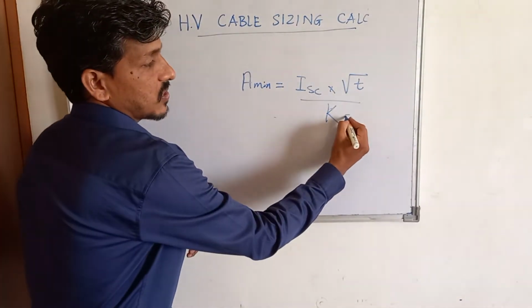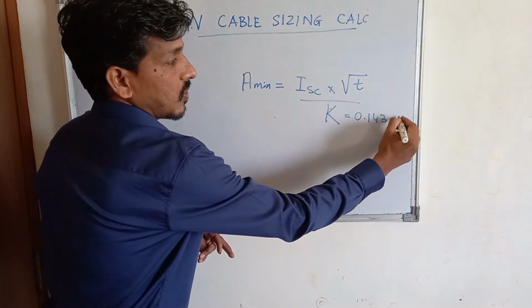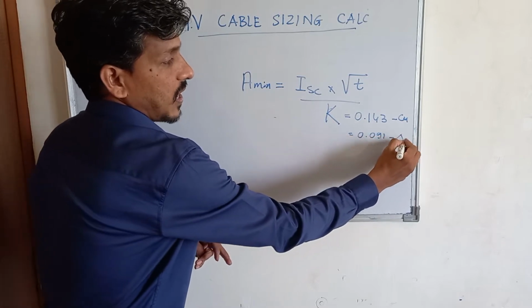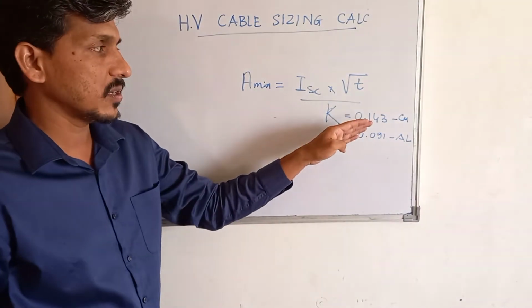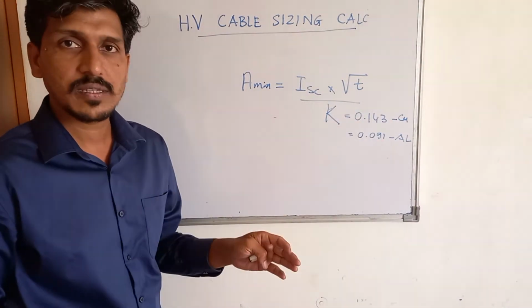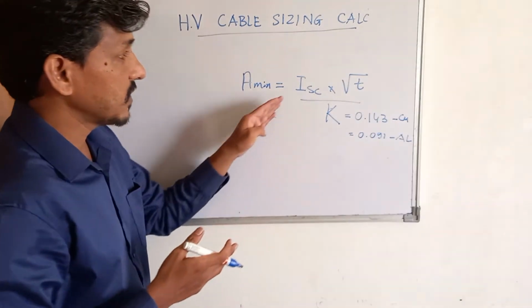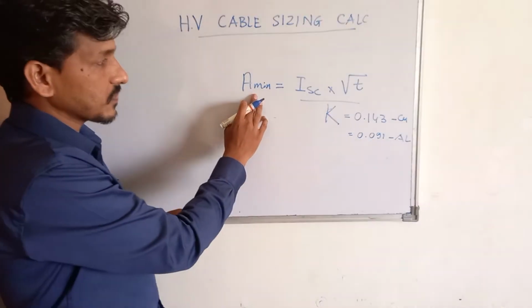K is a constant. For copper cable, the value is 0.143, and for aluminum conductors, the value is 0.091. These are the constants used for copper and aluminum cables. These values you can find in the HV cable catalog also. And this is the formula, so just understand how we arrived at this formula.